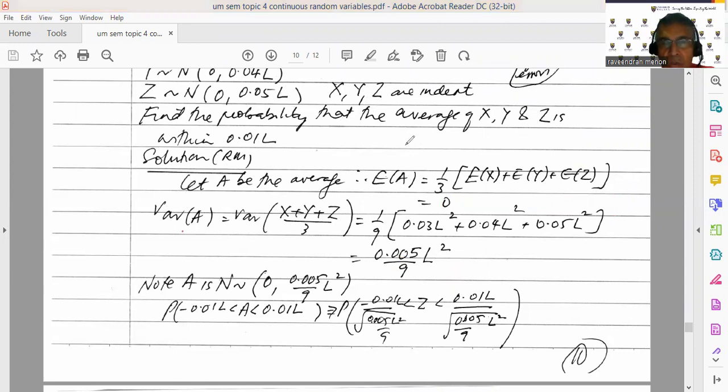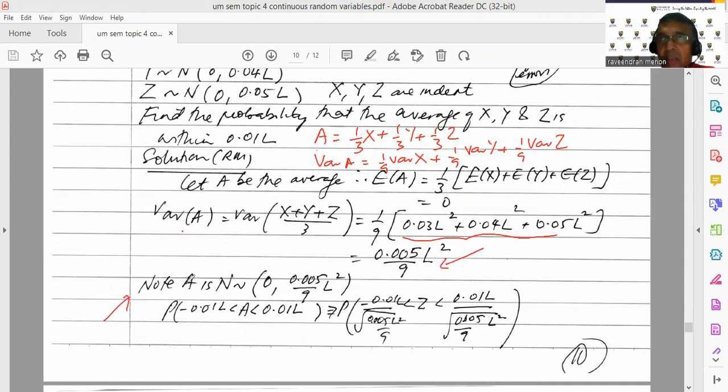I need the variance. So the variance of A, let me write it here. A is 1/3 X plus 1/3 Y plus 1/3 Z, if you like. So the variance of A will be 1/9 variance of X plus 1/9 variance of Y plus 1/9 variance of Z. That's what you see here. I just took the 1/9 outside, and variance is, remember, standard deviation squared. I gave you standard deviation in the question. So clean this up a little bit and you'll get the variance of A.